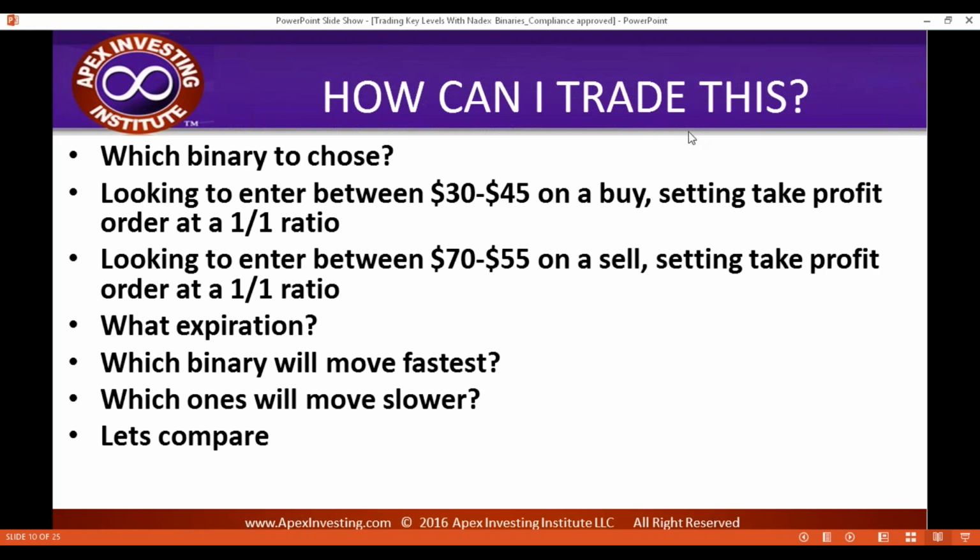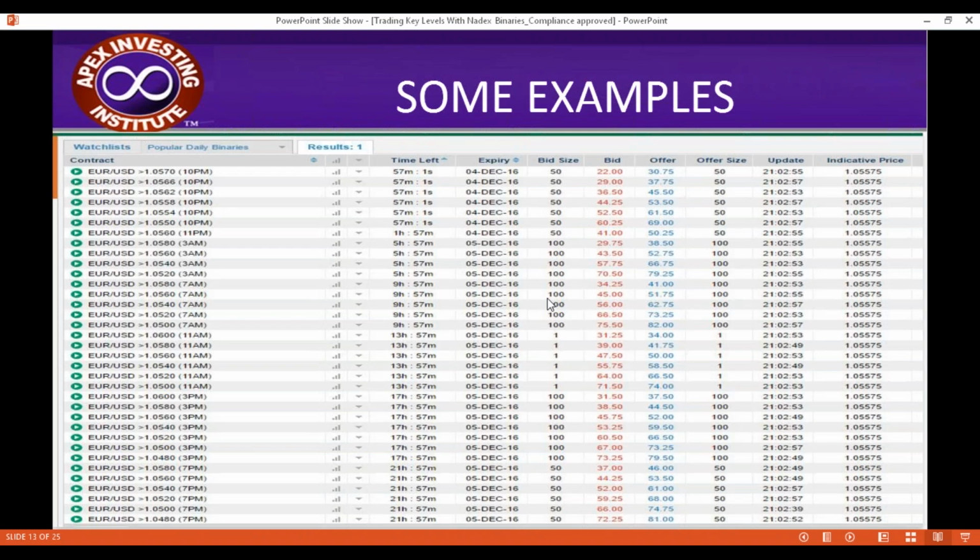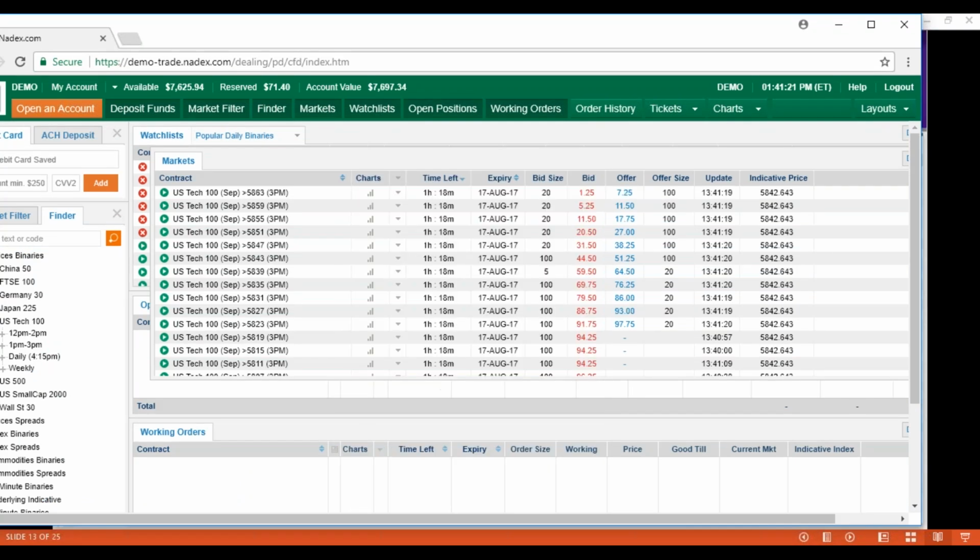I'm not going to wait and hold it till expiration and try to squeeze out every little last dime, because what if the market comes back, right? I'm looking for these great setups, take the good setups, the good moves, double my money, and low risk. Risk 30, 40 bucks, okay? Now, let's talk about making sure you have enough time to be right. And we can do that by looking at the Nadex ladder, okay?